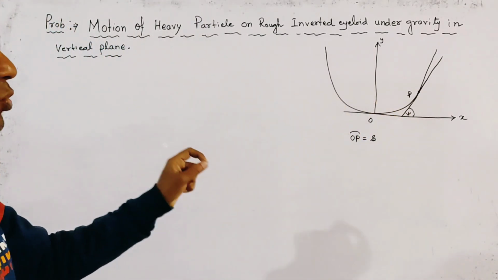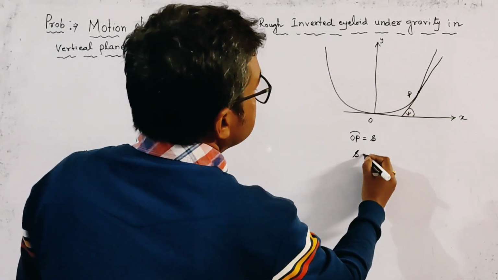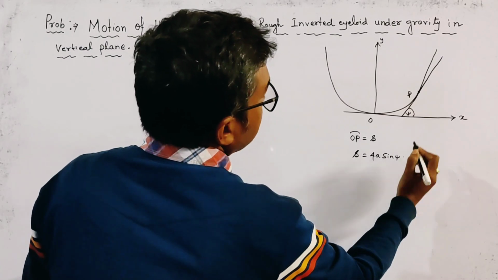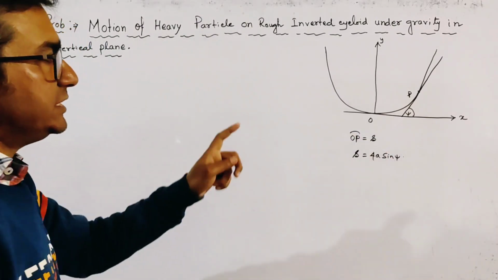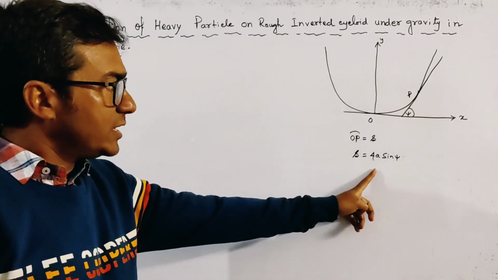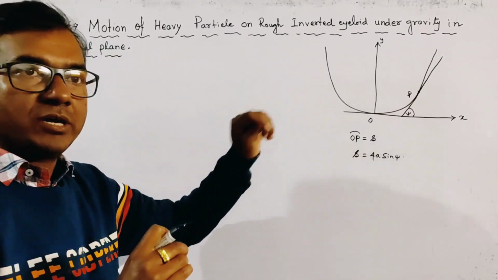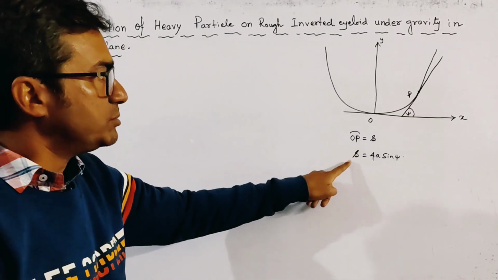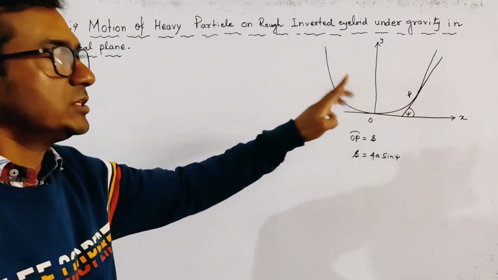We know that the intrinsic equation of the cycloid is given by S = 4A sin psi. Here A is the radius of the generating circle of the cycloid, psi is the angle already mentioned, and S is the arc length measured from the fixed point, which is the vertex of the cycloid.